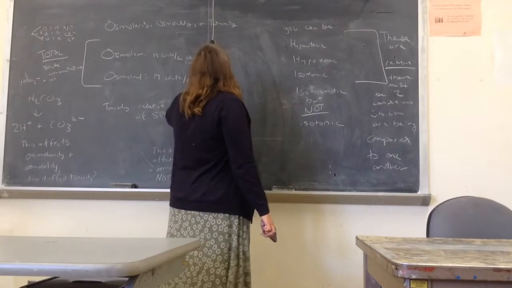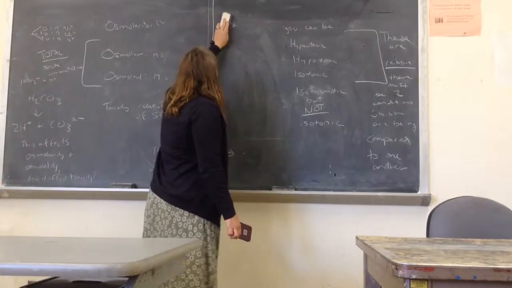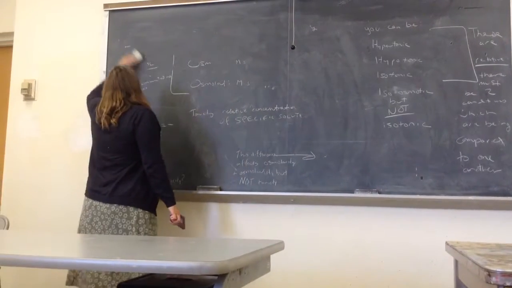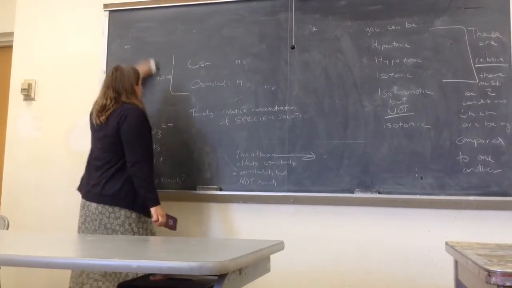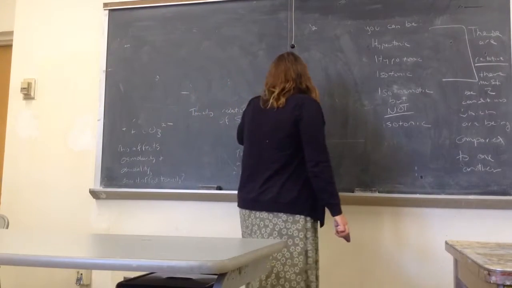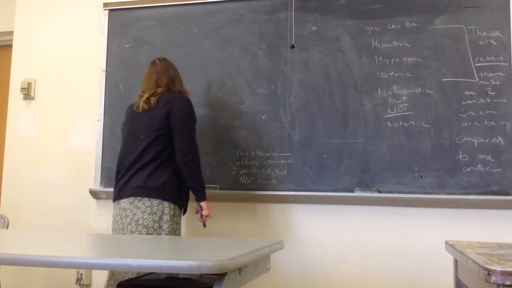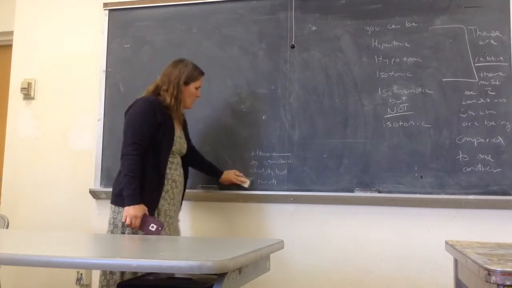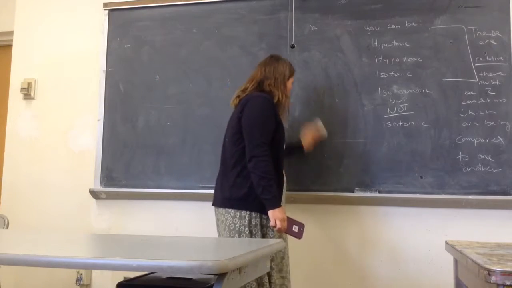Iso, hypo, or hypertonic. It means you can be more than, less than, or the same as something you're comparing. You can also compare osmolarity, right? Both things can have 200 millimoles of solute, but because the concentrations can be different, you can be isoosmolar but hyper or hypotonic.